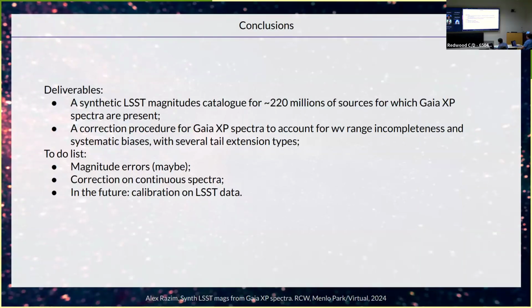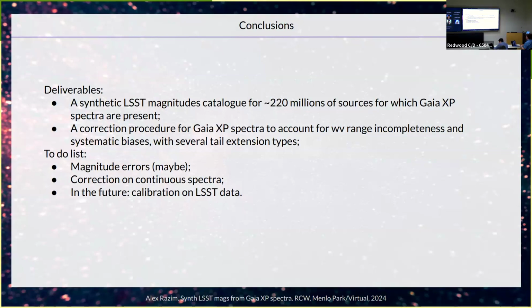So as a result of this correction, we are getting synthetic corrected spectra for almost 200 million sources for low resolution spectra. And for all these sources, we are getting synthetic LSST magnitudes and synthetic SDSS magnitudes, of course, because this is what we are using for correction. And for now, we are pretty happy with the biases. They look almost non-existent.